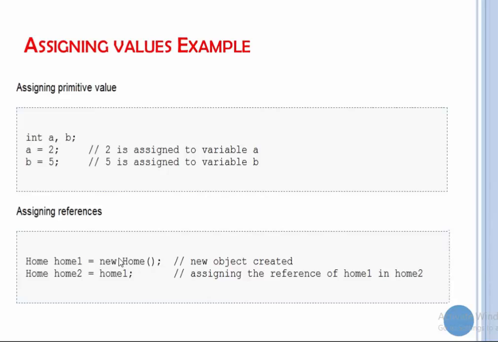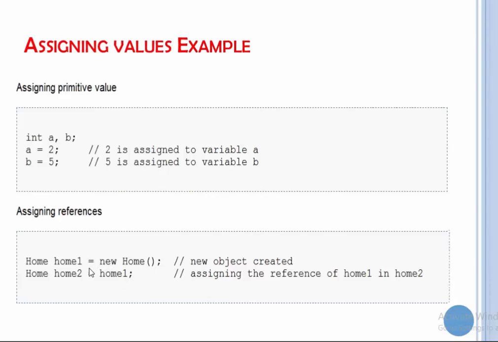So let us see here. In this case, I am creating the object. This object is created when the new operator is executed. We already know the new operator is used to allocate memory dynamically for an object. So the object is created and assigned in this statement.